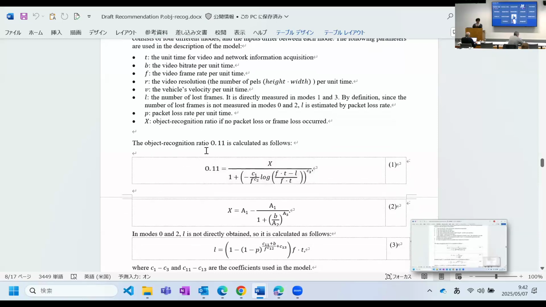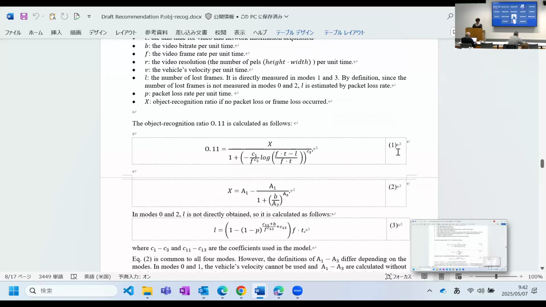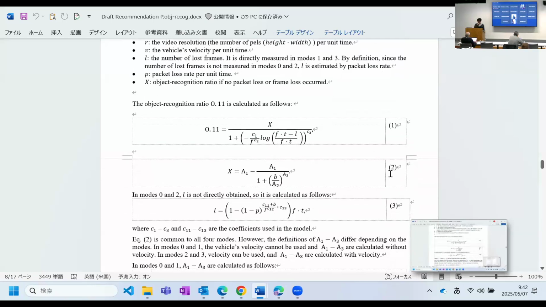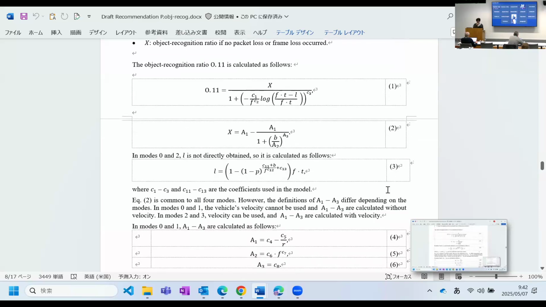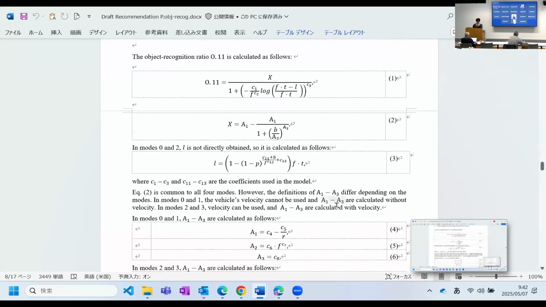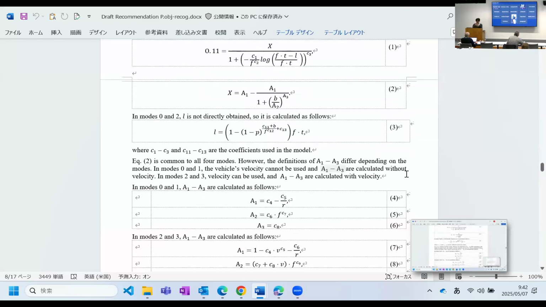The object recognition ratio O.11 is calculated with equations 1 and 2. As I said before, in modes 0 and 2 we cannot use the number of lost frames, so in modes 0 and 2 the number of lost frames is estimated as follows in equation 3. In these equations, C1 to C3 and C11 to C13 are coefficients in the model. Equation 2 is common to all 4 modes.